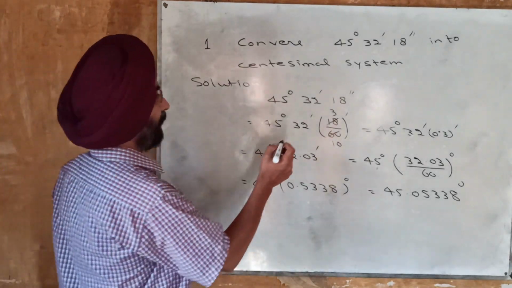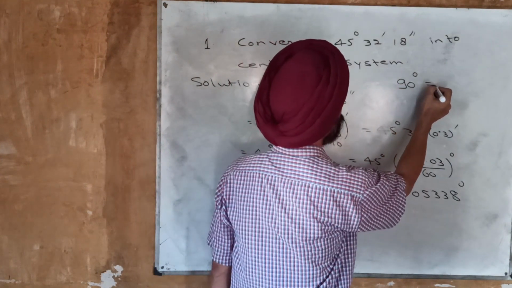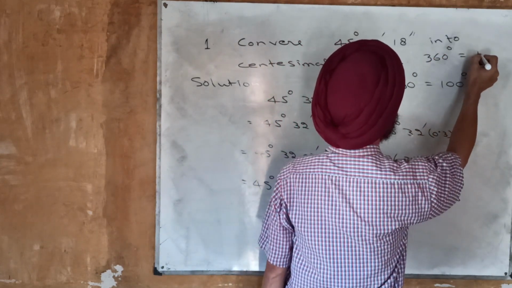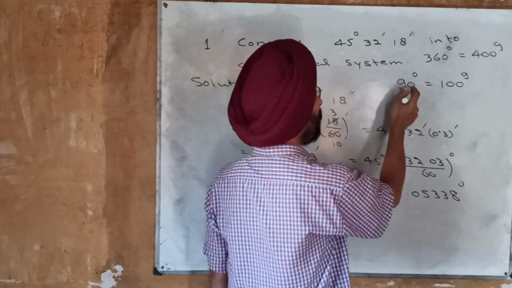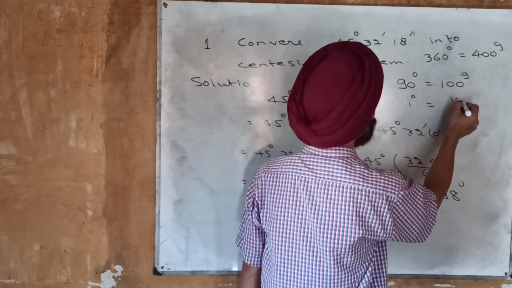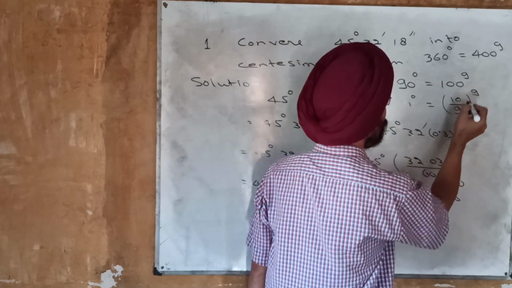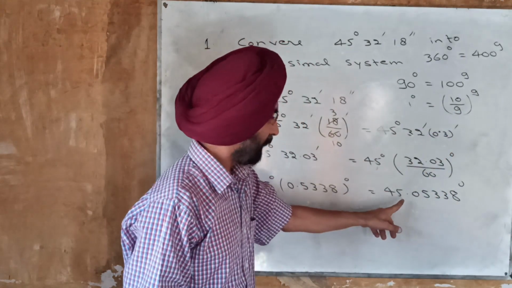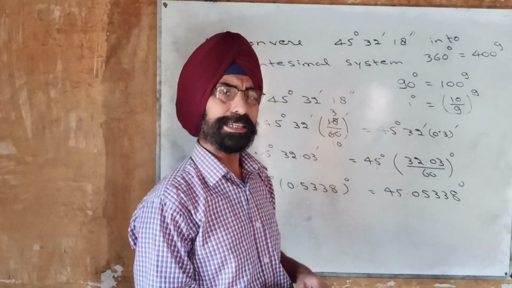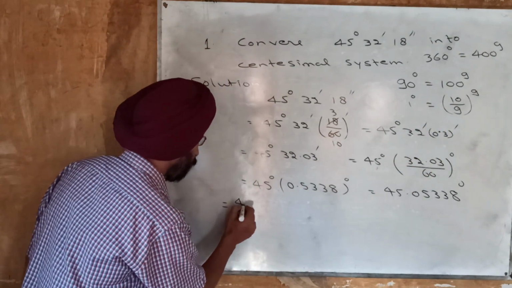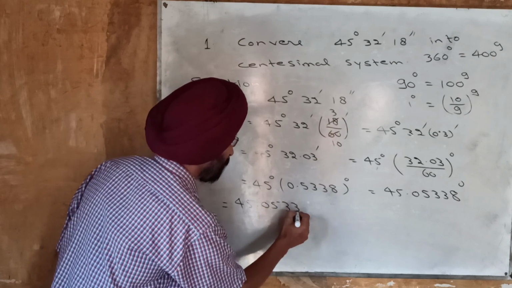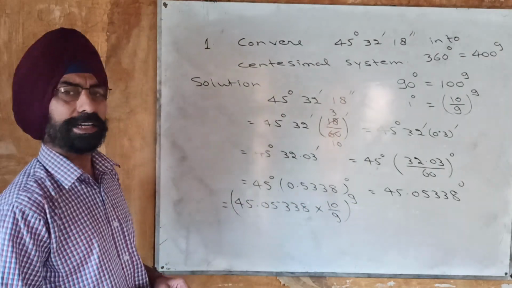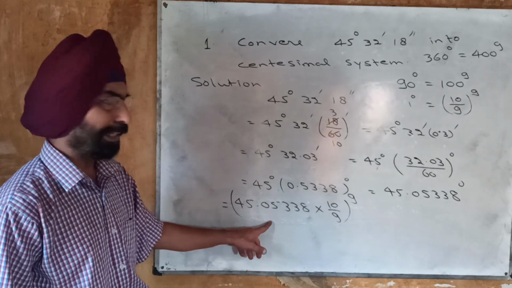We know that 90 degrees is equal to 100 grades. Why? Because 360 degrees is equal to 400 grades. So from here we get 1 degree is equal to 10 upon 9 grades. This is the conversion from degrees to gradients. Now 1 degree is equal to this many gradients, so these many degrees will be equal to this multiplied by 10 upon 9 gradients. So you will get 45.5338 multiplied by 10 upon 9, and now these will be the gradients. So we have converted from the sexagesimal system into the centesimal system.